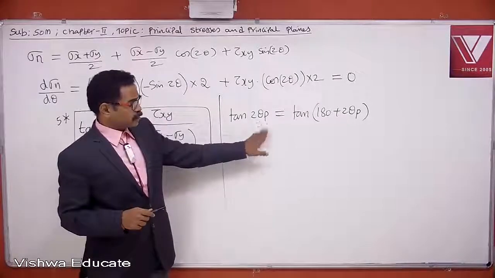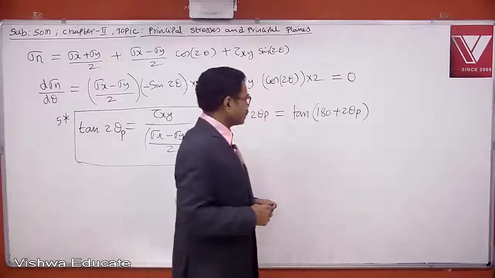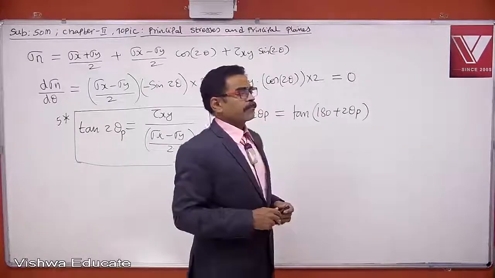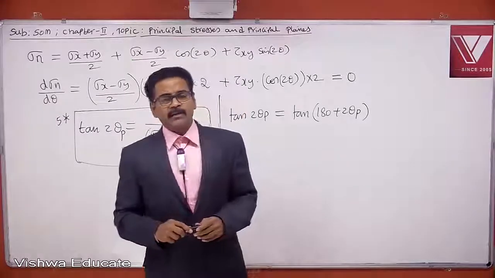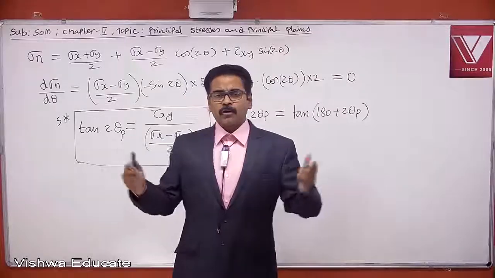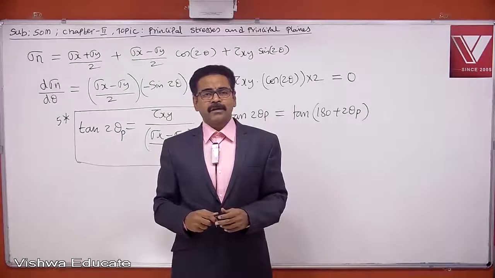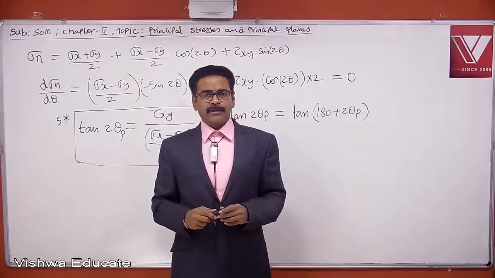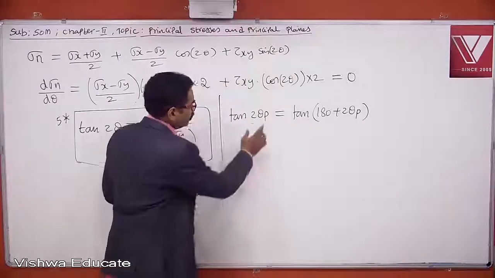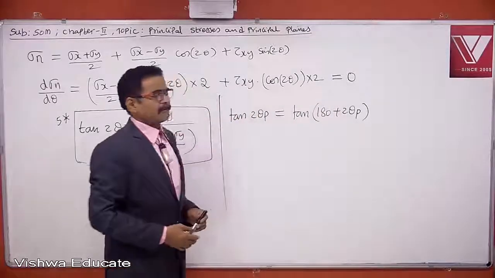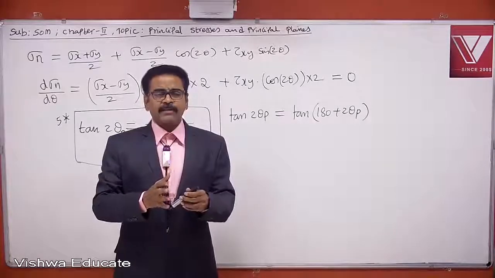The above expression shows there are two principal planes which are separated by how much angle? What is the phase difference between 2 theta p and 180 plus 2 theta p? The phase difference is 180 for 2 theta p.